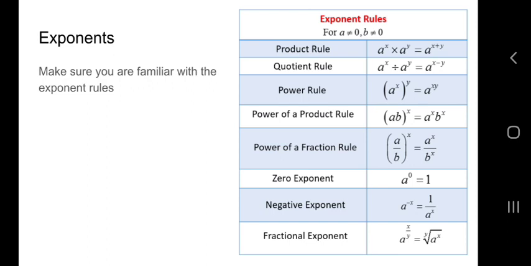Now, the first rule is the product rule. The names aren't super important. You don't have to remember the names. I couldn't tell you what the names are probably, but if we have any number raised to the x power times that same number raised to the y power, then we add the exponents. So let's say we have 3 to the 10th power times 3 to the 5th power. That's going to be 3 to the 15th power.